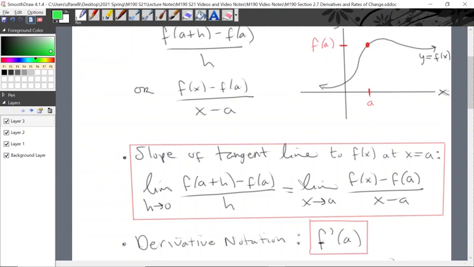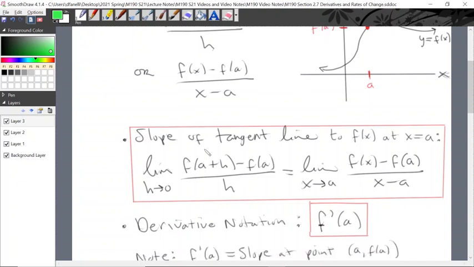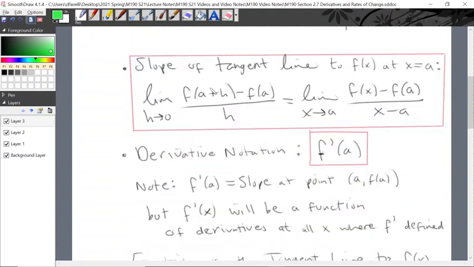The slope of the tangent line to f of x at x equals a we interpret as the instantaneous rate of change. That is found by taking the limit as either h goes to 0 or x approaches a. That is describing symbolically that we are pushing the 2 points together. The notation we have for what we've calculated here, that slope of the tangent line, which we interpret as instantaneous rate of change, we call that the derivative of the function f at the value a for the input.